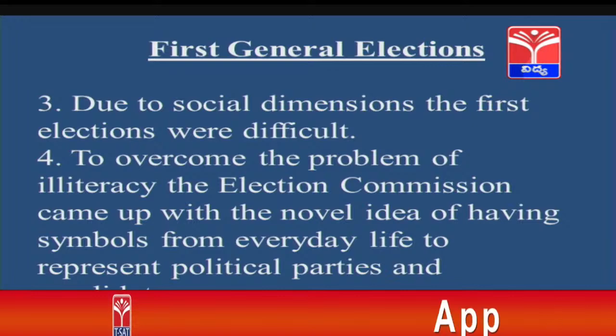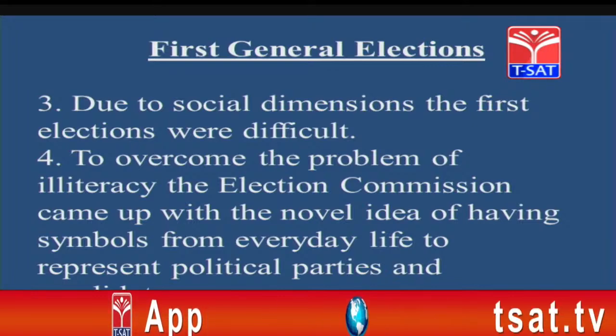Students, women in Switzerland got the right to vote very late. Even in Britain, they got the right to vote only after a long struggle. In this way, India is very advanced, and we should credit our Constitution fathers, the Constituent Assembly, for giving us the right to vote. Due to social dimensions, the first elections were difficult.